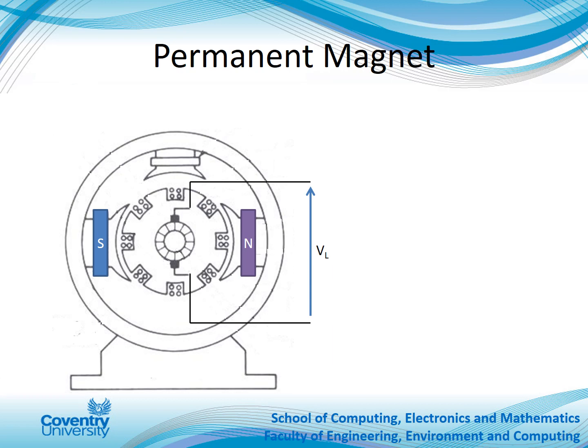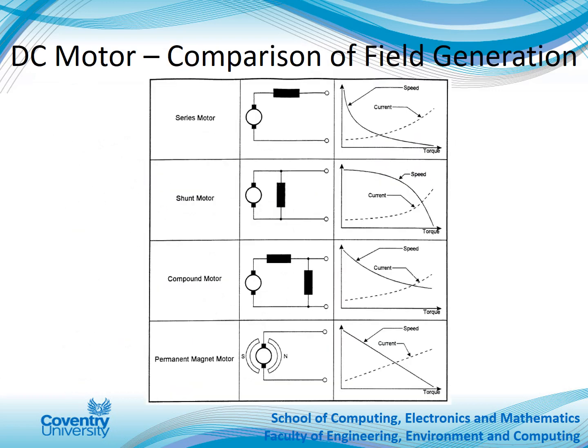Now the last configuration is where you've got big, heavy permanent magnets located here, and you've got the voltage across there. So they're simple, but the downside is that the magnets are quite heavy. So obviously you need to compensate for that when you're doing your weight to torque ratios of your actual mobile robot.